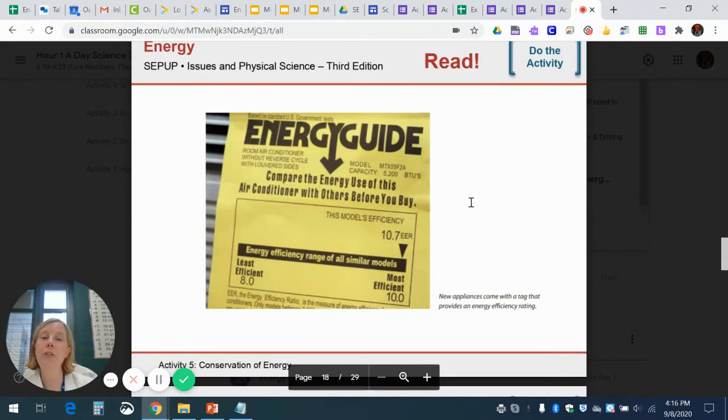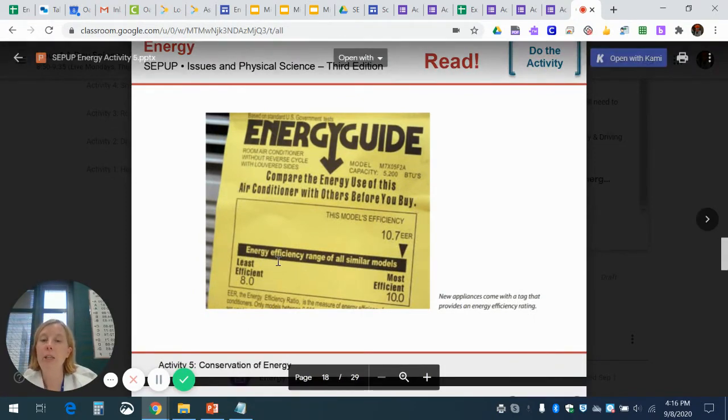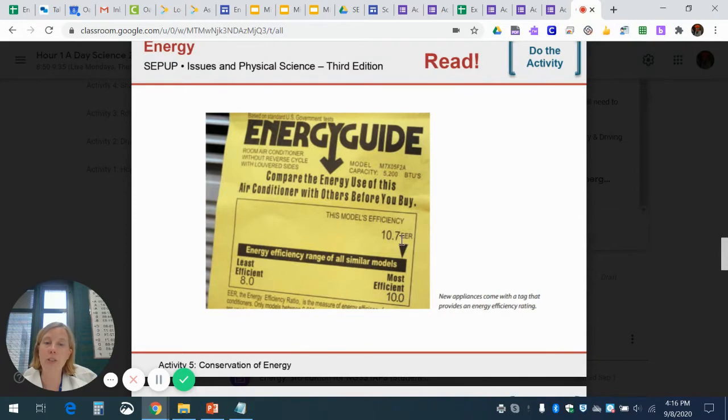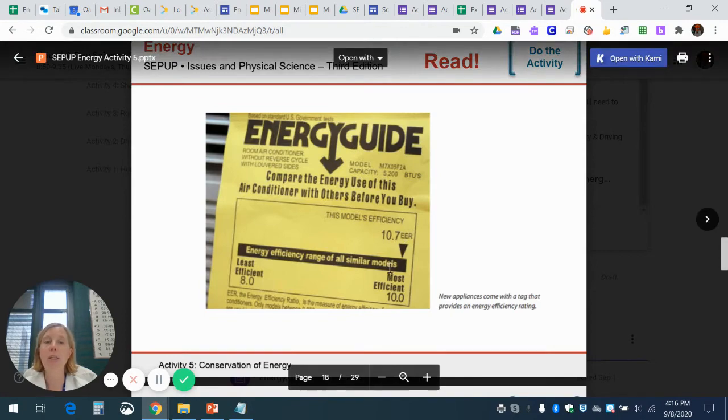So if we look here, this is what an energy guide for an energy efficient model looks like. The less efficient one is only an 8, and the most efficient is a 10. And this one is at a 10.7, so this one is more efficient.